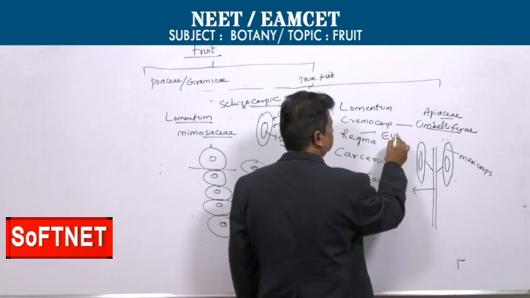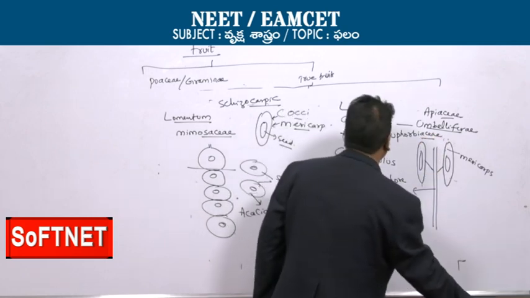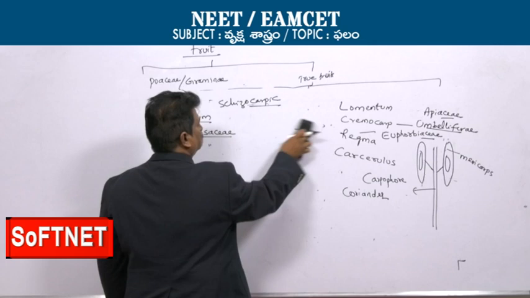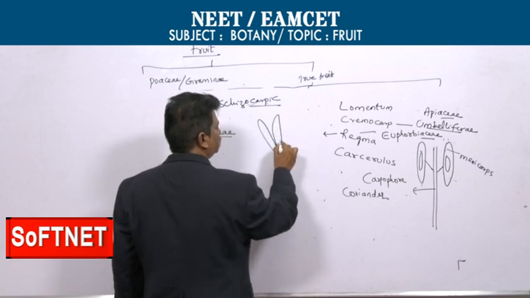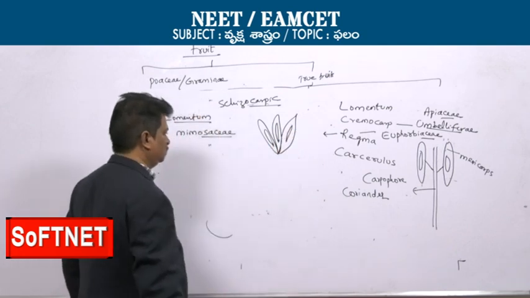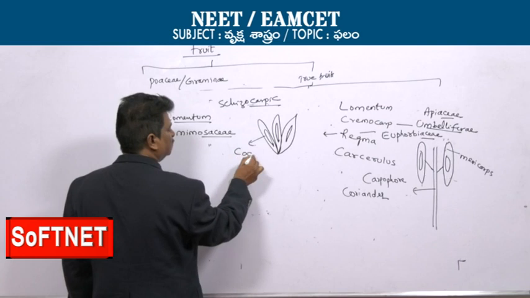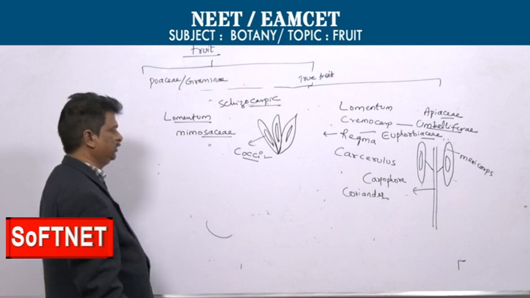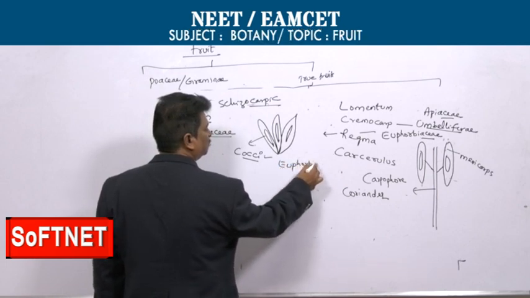Third type, regma. The regma fruit is a characteristic fruit of the Euphorbiaceae family. It is developed from a tricarpellary, syncarpous, trilocular ovary with axile placentation. That is why the fruit breaks into three single-seeded bits called cocci. Example for regma: Euphorbia.